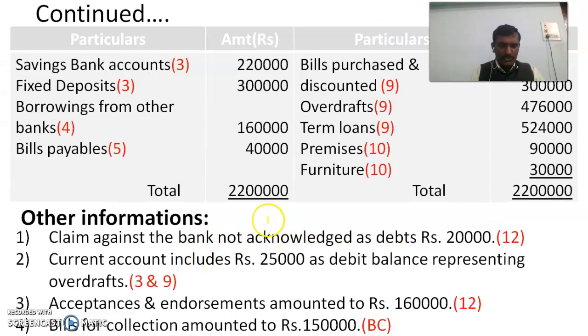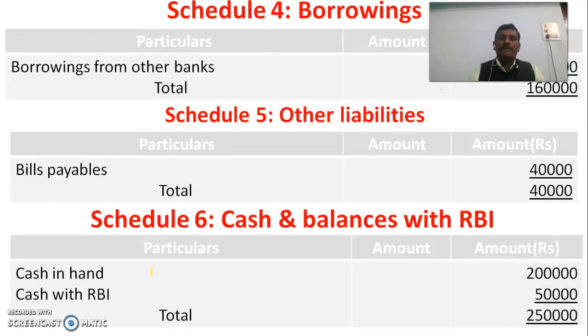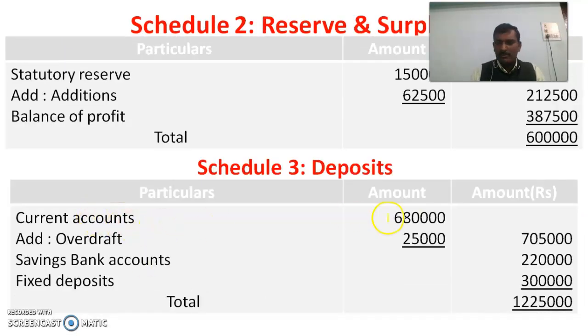So additional information, that is number 2, says current account includes rupees 20,000 as debit balance representing overdraft. So this is an important adjustment. This is to be adjusted here in the deposit. That is, current account includes overdraft 25,000. It means 6,80,000 is the balance of current account given in the problem, and 25,000 is a part of overdraft. So then total will be 7,05,000. And SB account given in the problem 2,20,000, fixed deposit is 3 lakh, then total is 12,25,000.